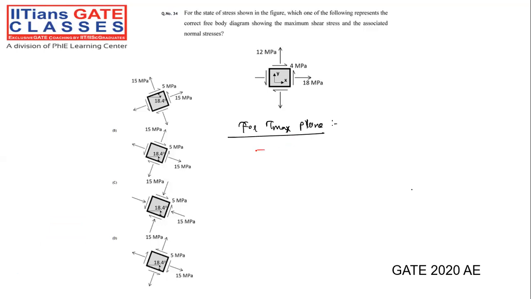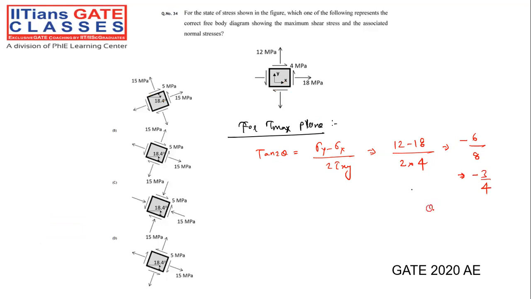For the location of the plane, we know that tan 2 theta is nothing but sigma y minus sigma x divided by 2 tau xy. What about sigma y, my dear friend? 12 minus 18 divided by 2 tau xy. All are according to our sign convention, so there should not be any doubt. So minus 6 divided by 8, so you'll be getting minus 3 by 4. So again, you're going to get two values.